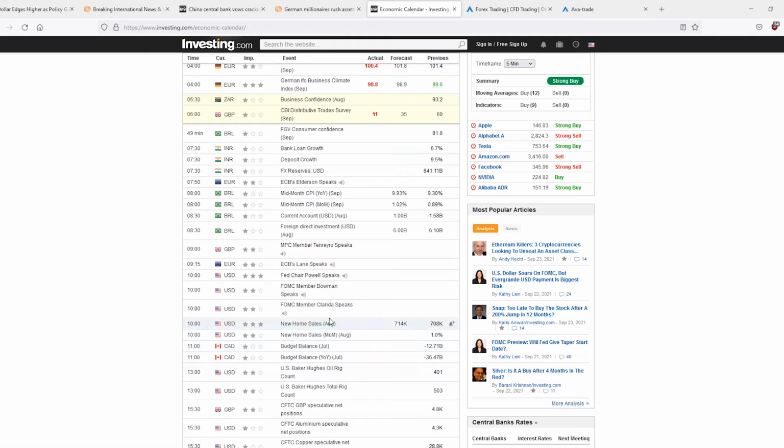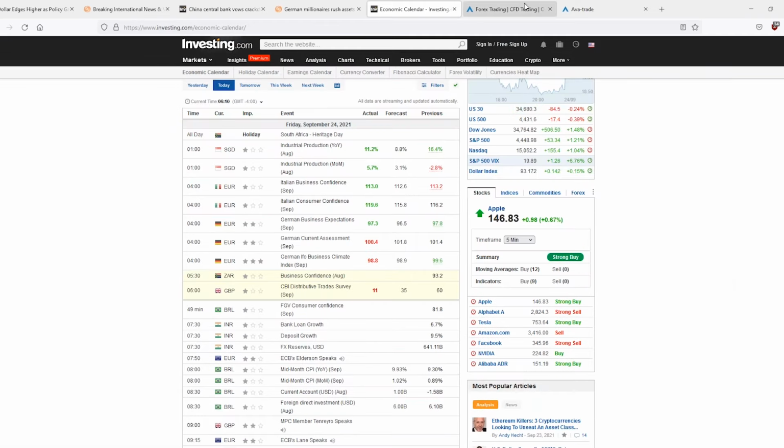And then we've got new home sales coming out as well. If the new home sales miss the mark, that could create some more fear in the markets out of the US. So we'll see. We've already got fear out of China, fear out of Germany, and we'll see what these announcements bring later today. But boy, the potential's there for further fear to hit the markets.